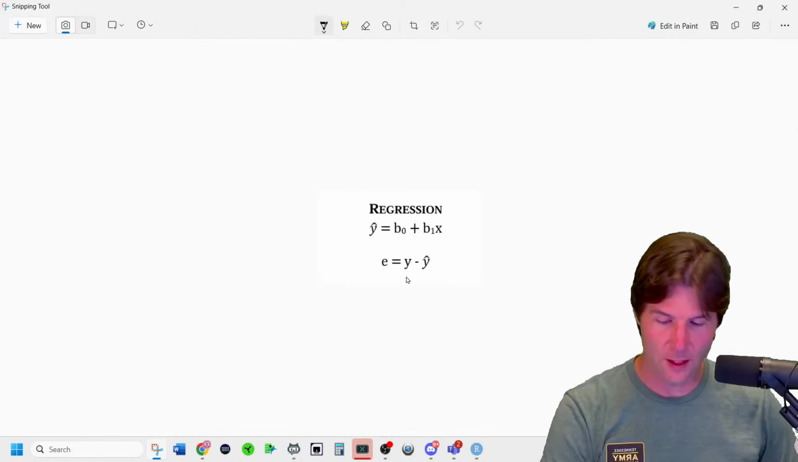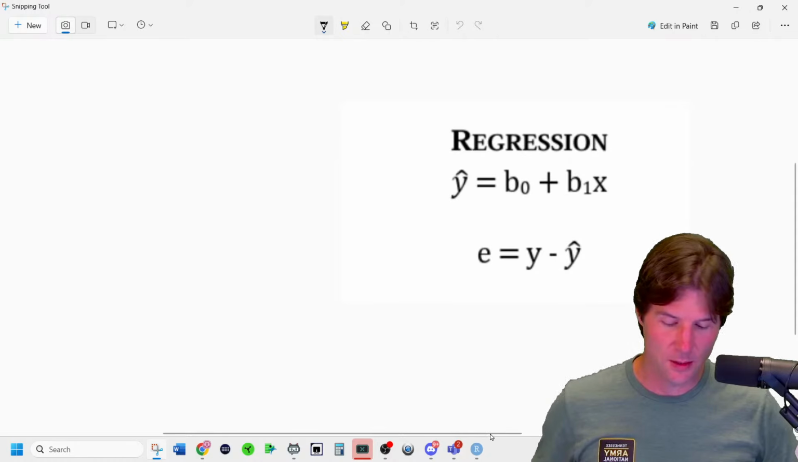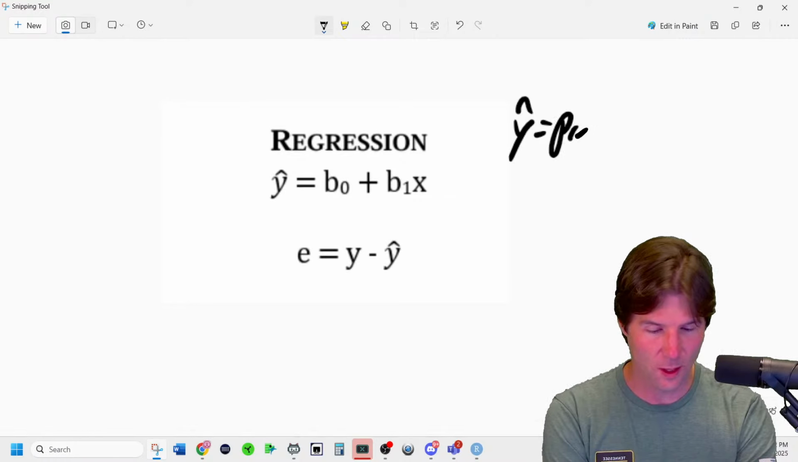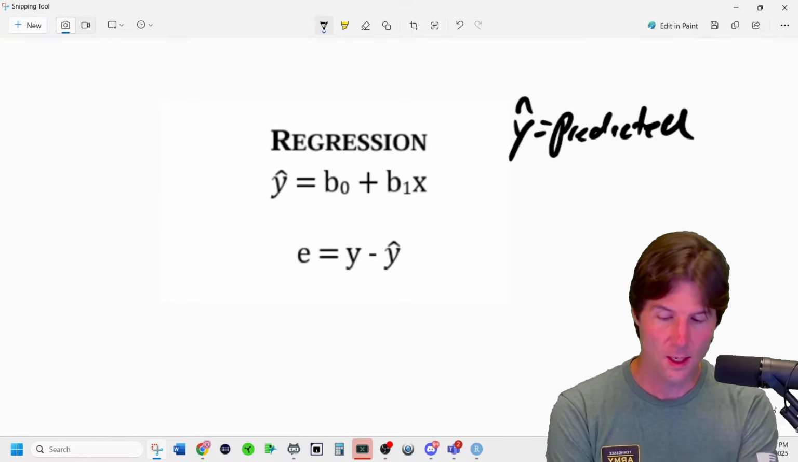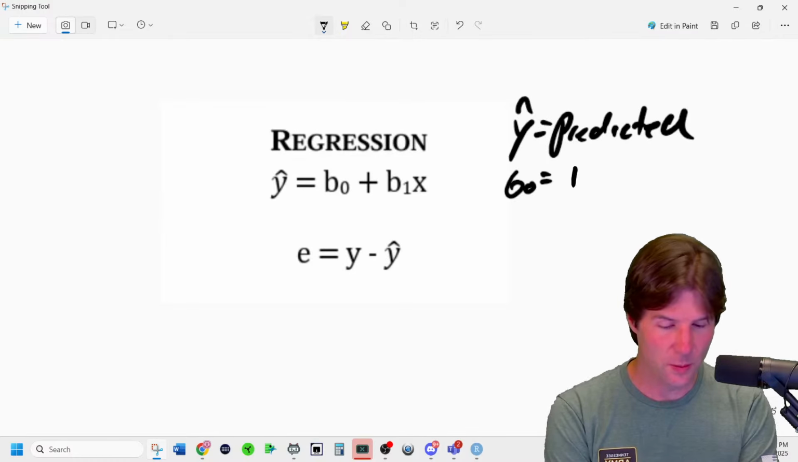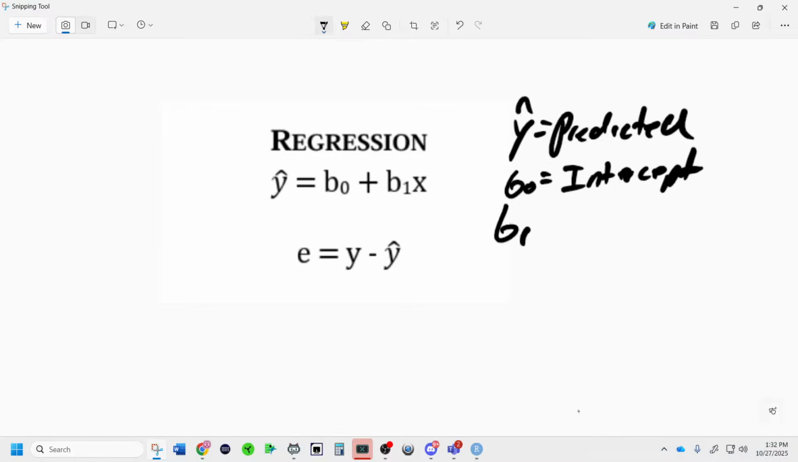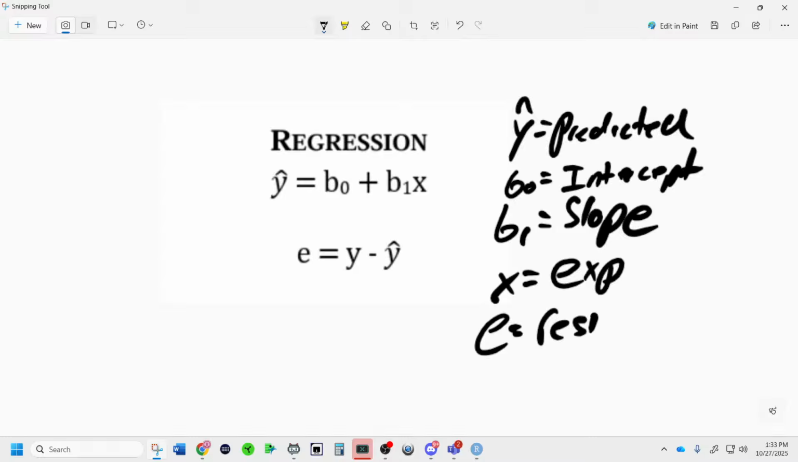So we've got regression right here, and that is the predicted value from an equation. So y hat is predicted y. And b naught is going to be the intercept, and b1 is going to be the slope. And x is the x variable that's the explanatory. And then we have e equals a residual. And then y is going to be the actual.